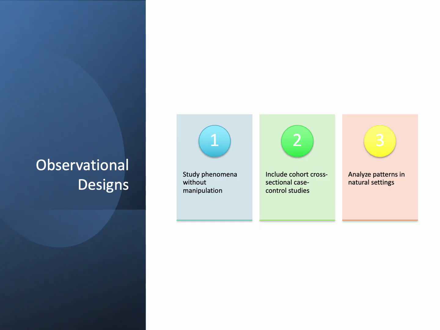Observational designs study phenomena without manipulating variables, capturing data in natural settings to identify patterns. Common types include cohort studies, tracking groups over time, e.g., patient outcomes post-discharge from Canadian hospitals, cross-sectional studies, analyzing data at one point, e.g., hospital wait times across clinics, and case control studies, comparing groups with and without an outcome, e.g., factors associated with readmissions.